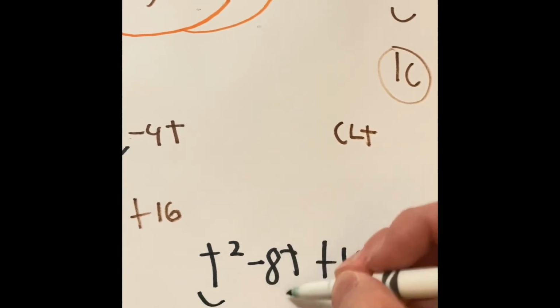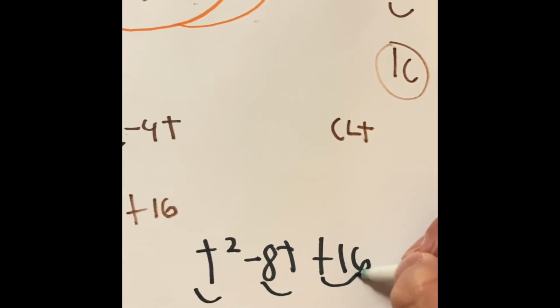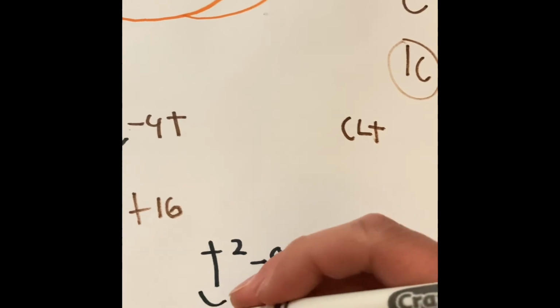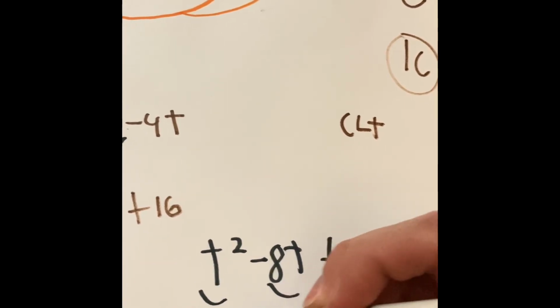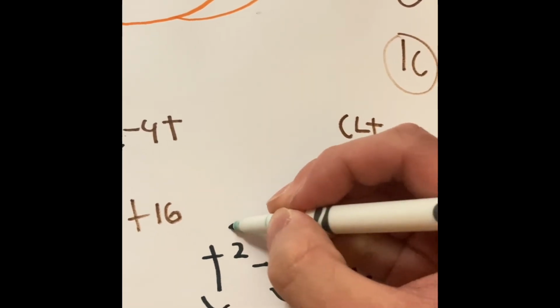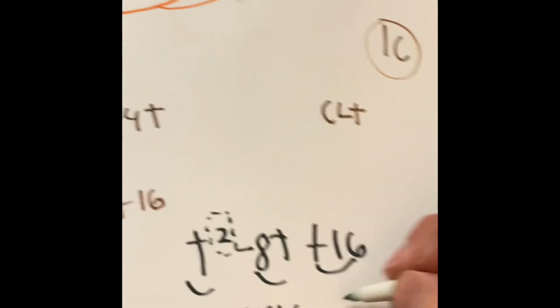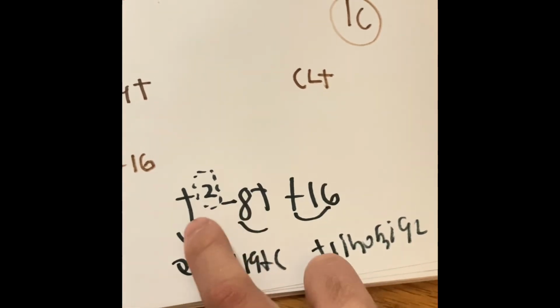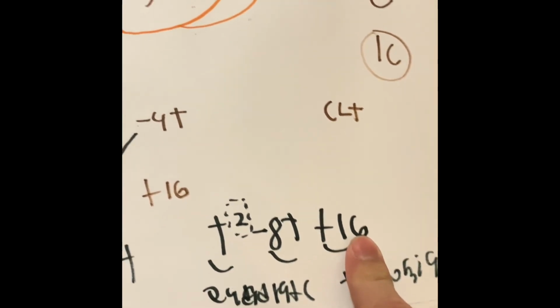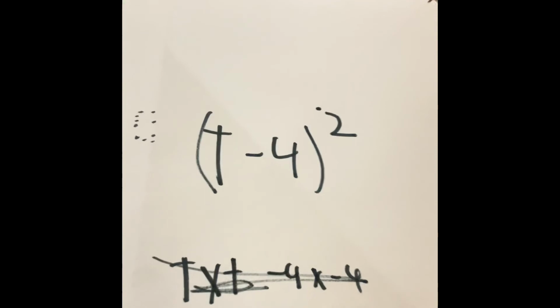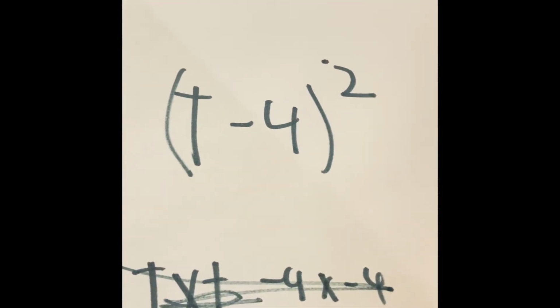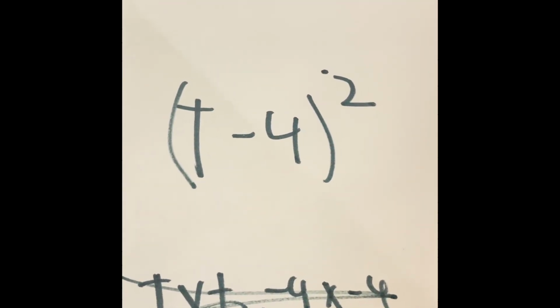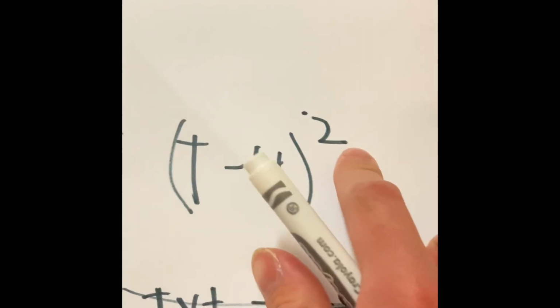So we have 1, 2, 3 terms. We can call this a quadratic trinomial, because we're using the number 2 as an exponent, and it's a type of polynomial that has 3 terms: 1, 2, 3. And that is how we solve this expression, (t - 4) in parentheses to the second power.